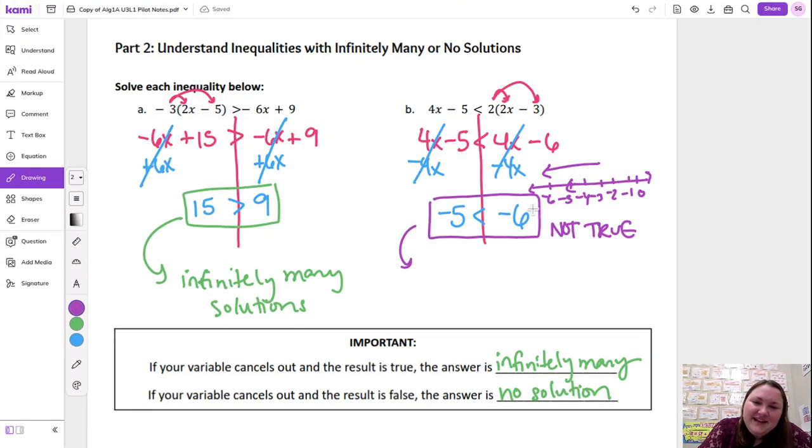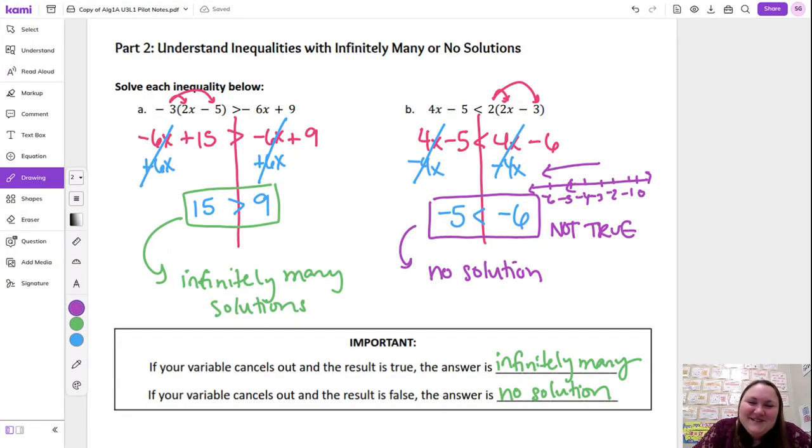And so looking at this result, my answer would be there is no solution. It's like the opposite of the first one. There is no number I could substitute into this inequality that would work out because negative 5 is never less than negative 6.